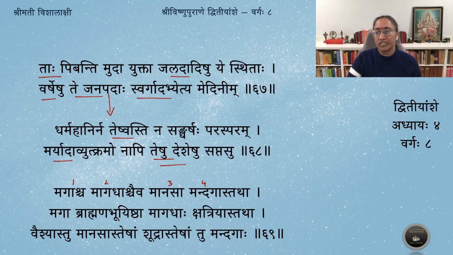Magaha, Brahmana bhuishtaha. Generally, they had the characteristics of Brahmanas. Magadhaha, Kshatriyaha tatha. The Magadha set of people were closer to Kshatriyas. Vaishyaha tu Manasaha. The kind of people called Manasa resembled Vaishyas. Tesham Mandagaha tu Shudraha. Among those people, the set of people called Mandaga.